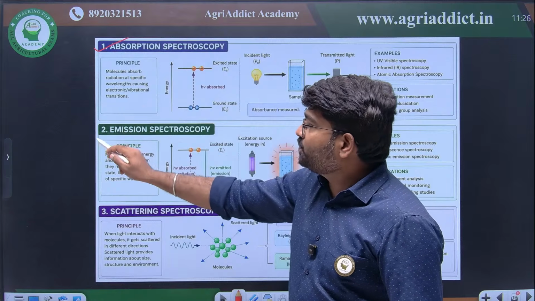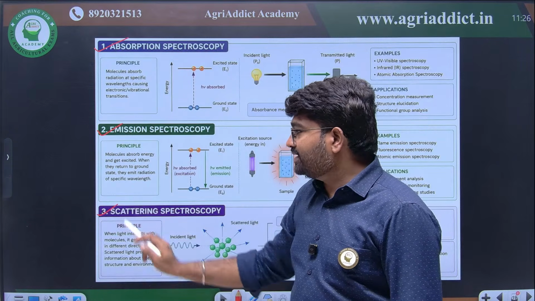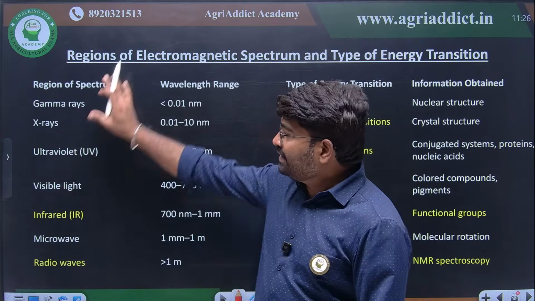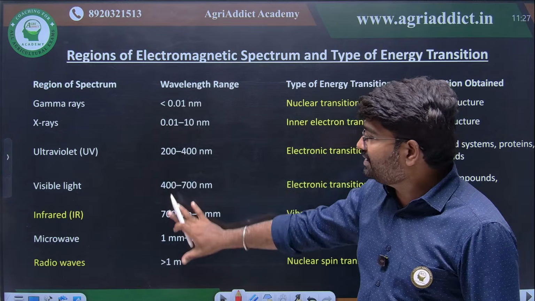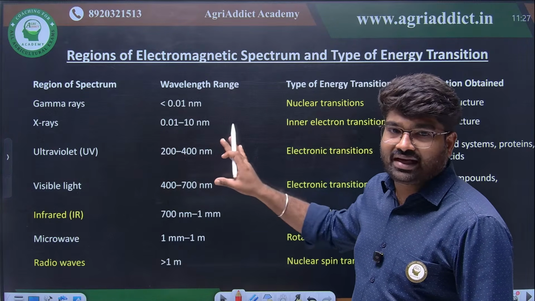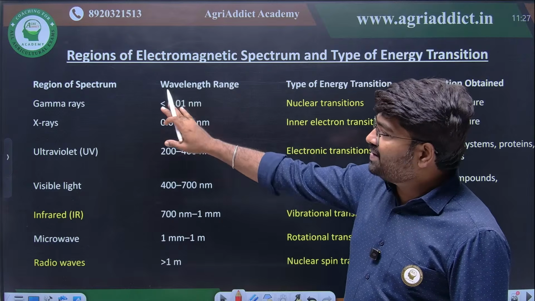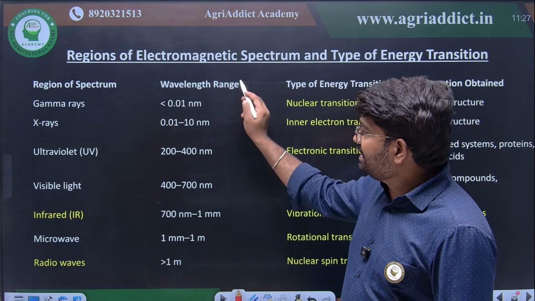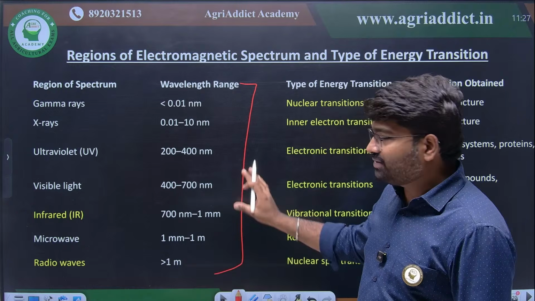Absorption spectroscopy, emission spectroscopy and scattering spectroscopy we have discussed. These are the different wavelengths, on which the molecules are observed. Gamma rays, X-rays, UV, visible, infrared, microwaves and radio waves are there. This is the wavelength range I have given for your reference.